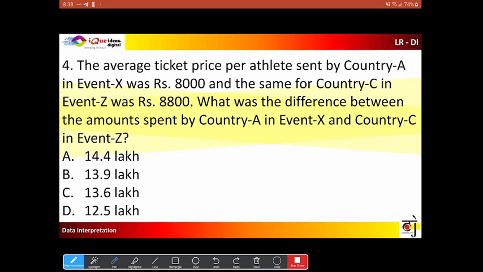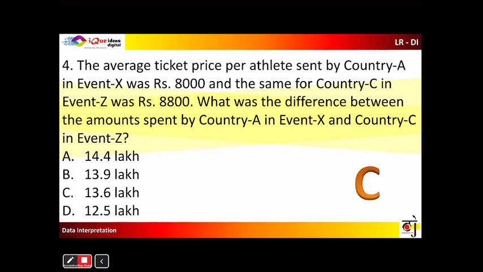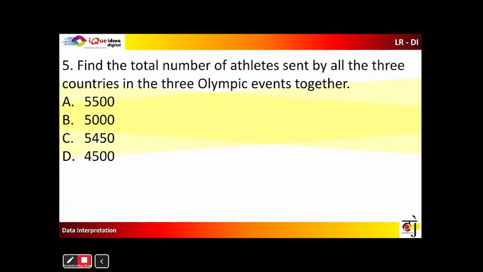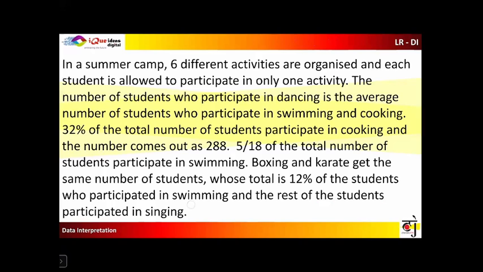Let's go next. Find the total number of athletes sent by all three countries in the three Olympic events together. 5500. Easy. Next. Simple set.